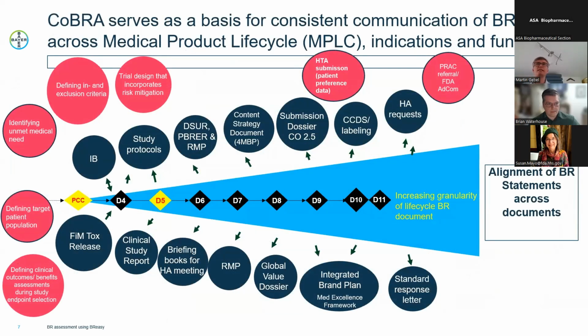The idea is that across the medical product life cycle, this COBRA document or process is evolving. Of course, the more information you assess based on studies and things like that, the more information will be added into the COBRA. Also across the medical product life cycle, the idea is that several documents like the RMP, the submission dossier or the label can profit from the COBRA and take elements out of there.